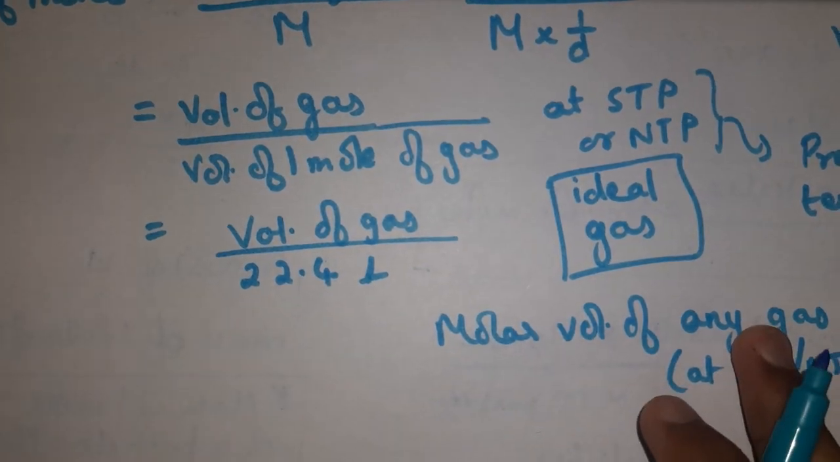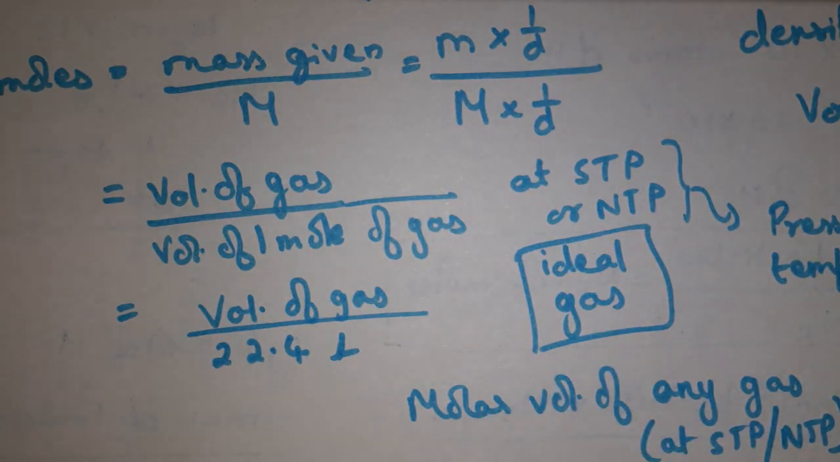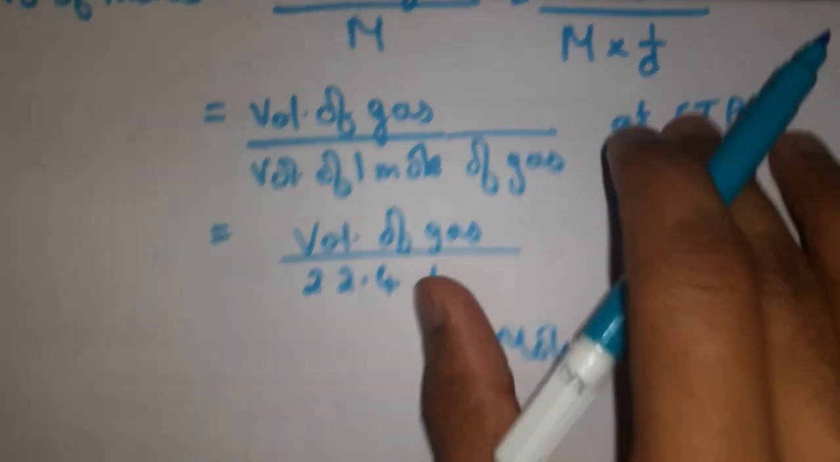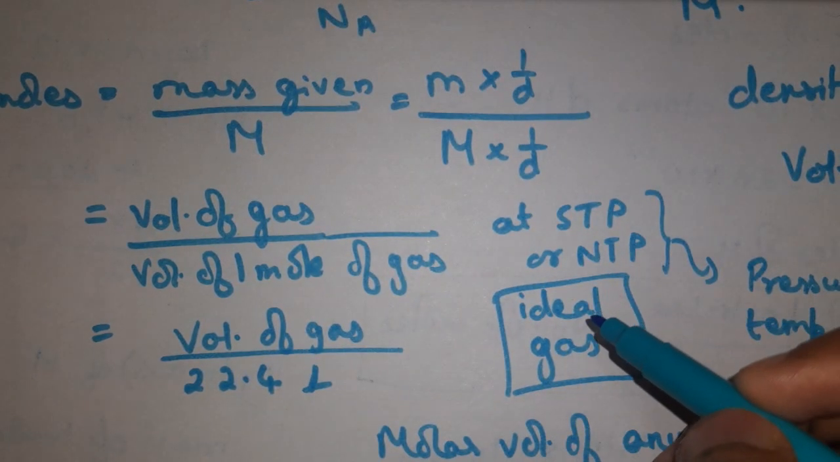Okay, so these are the major ways of finding the moles. Now one more thing that I wanted to say was, what if the gas is not at STP and NTP?